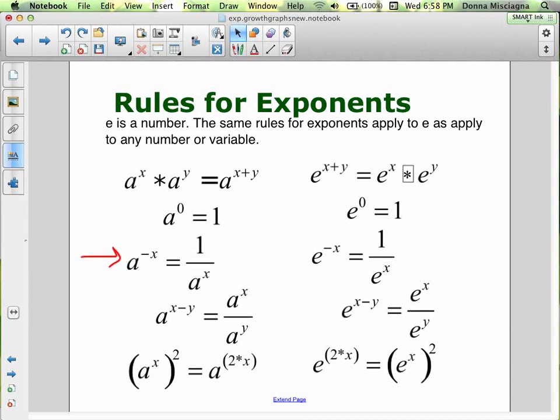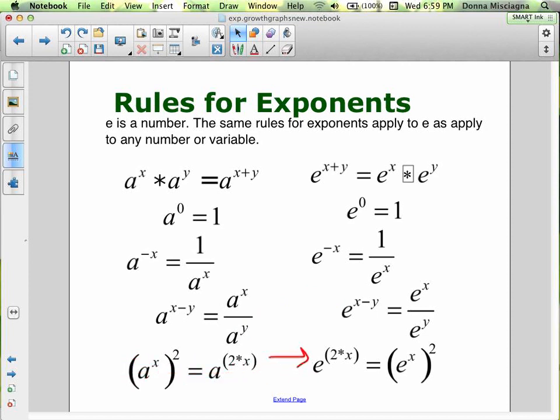If you raise something to a negative exponent, it makes it the reciprocal, right? If you divide bases raised to a power, you simply subtract the exponents. So to divide like bases raised to a power, subtract the exponents. And it doesn't matter whether that's a variable, a number, or e, which is a number. And finally, if you raise a power to a power, you multiply the exponents all of the time.